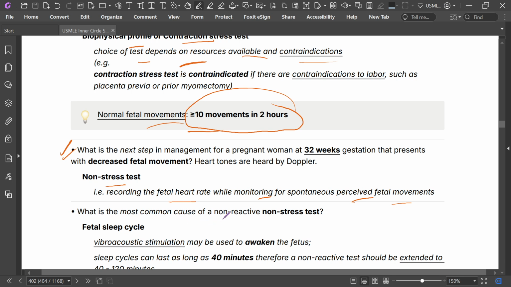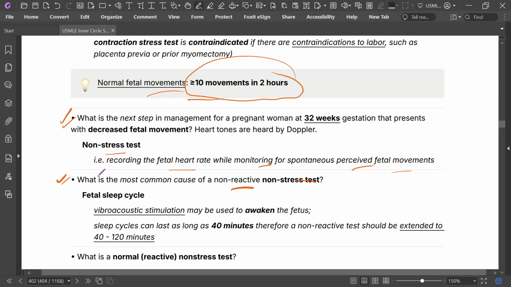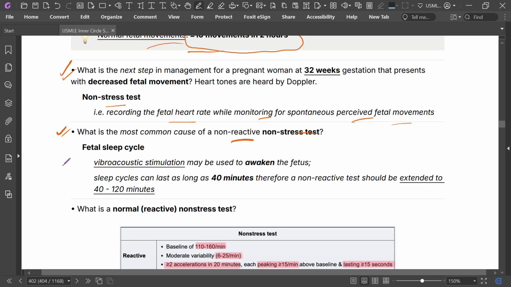What is the most common cause of a non-reactive non-stress test? It is the fetal sleep cycle. Vibroacoustic stimulation may be used to awaken the fetus, and a sleep cycle can last as long as 40 minutes. Therefore, a non-reactive test should be extended to 40 to 120 minutes. If you extend the non-reactive test, you can find out whether it is the fetal sleep cycle or there is some problem.